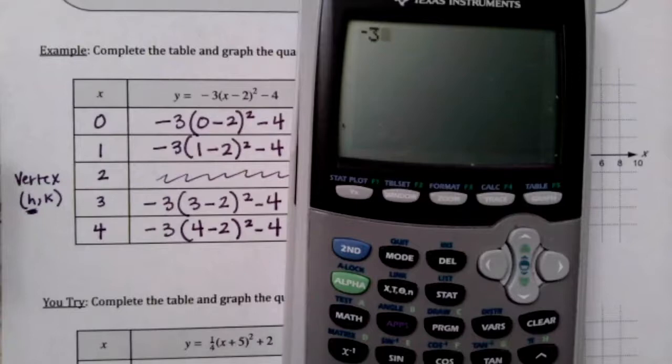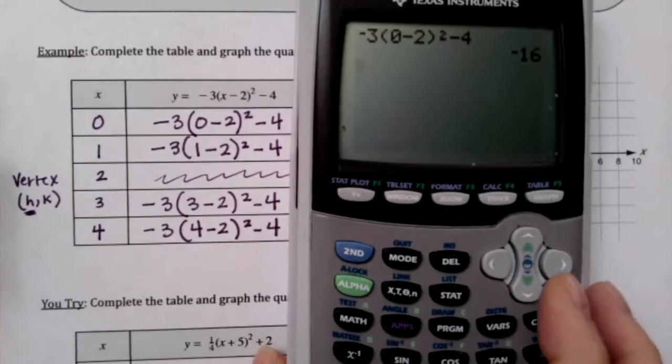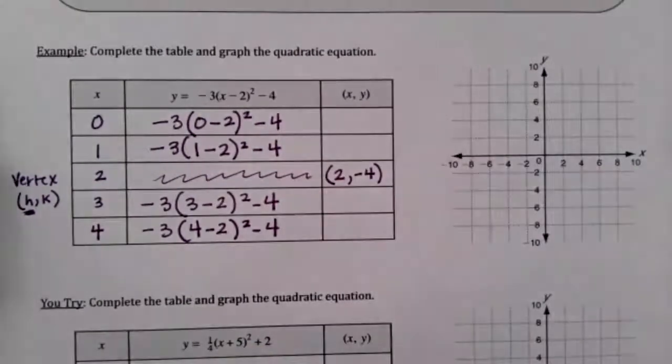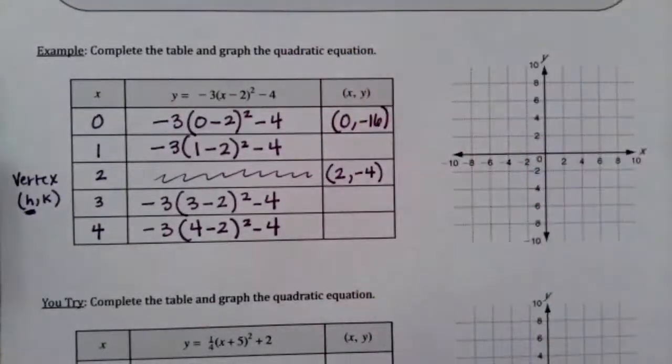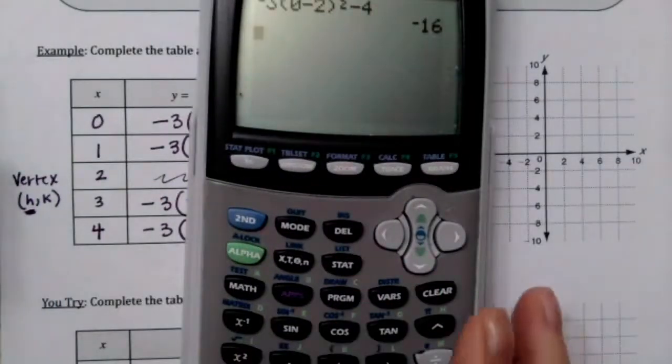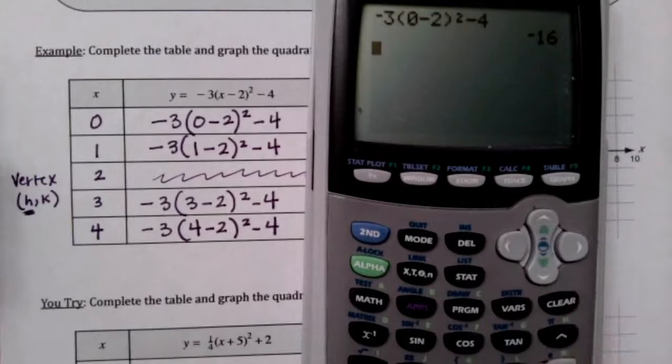So -3(0 - 2)^2 - 4. And I get -16. So that means this point is (0, -16). Now I want to do the next one. I have -3(1 - 2)^2 - 4, which is -7.